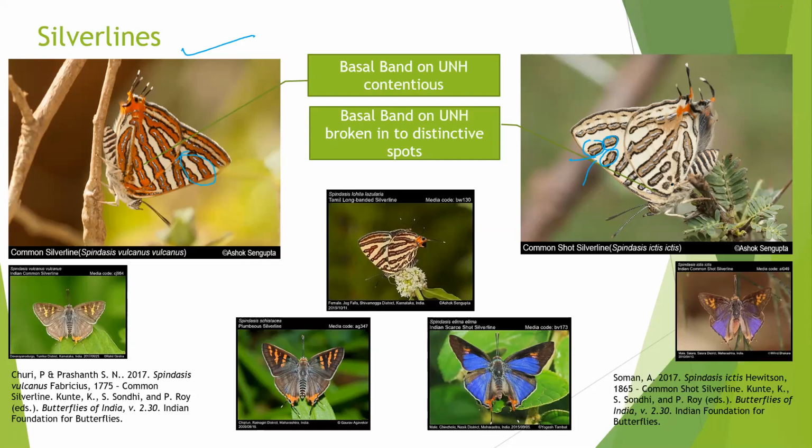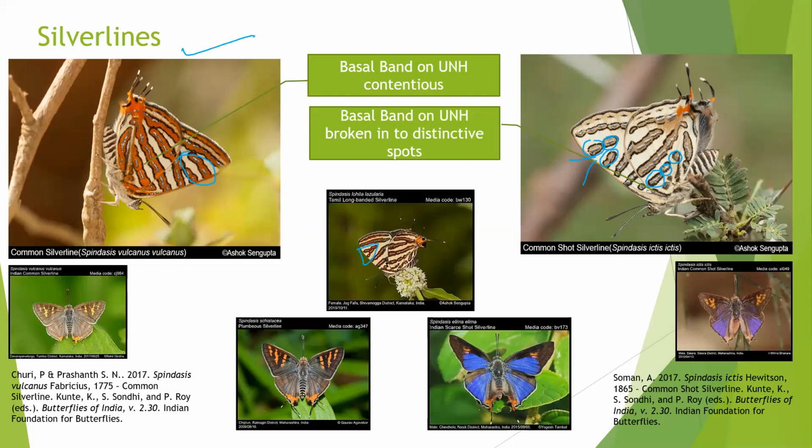Secondly, you see that in the hind wing there are spots. There is one spot here, the second spot here, and the third spot here. There are three spots here, and out of that, two are touching each other and one is separated. These are the identification features of a common short silver line. In the case of a long banded silver line, you see the V is very prominent.